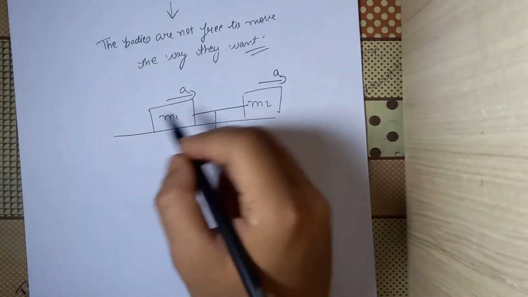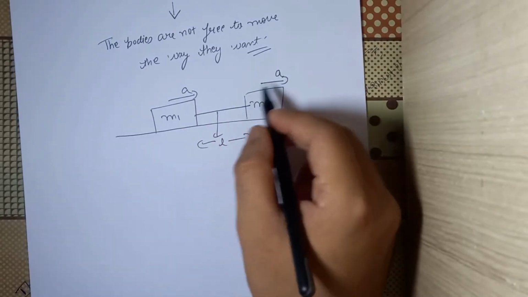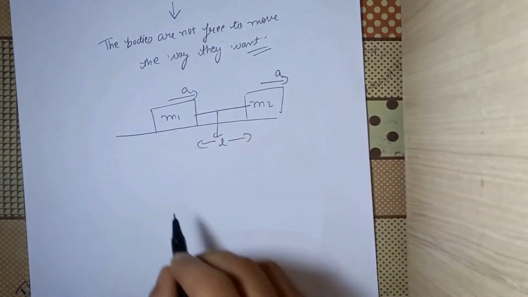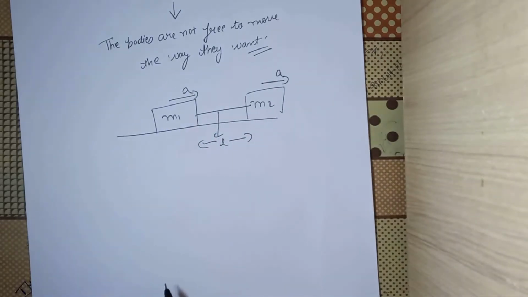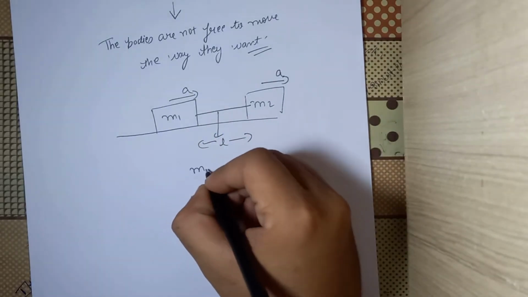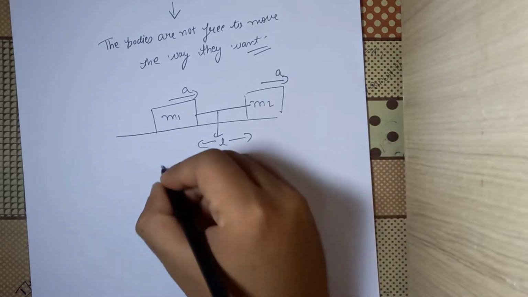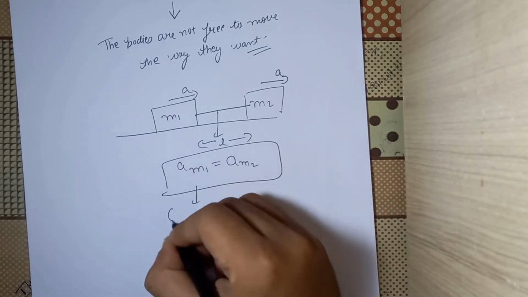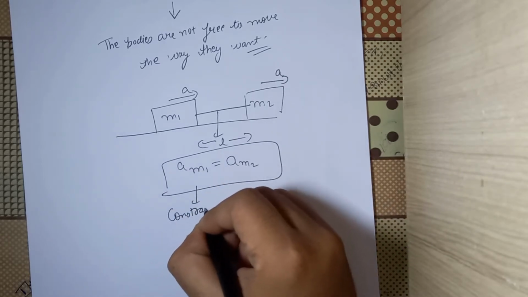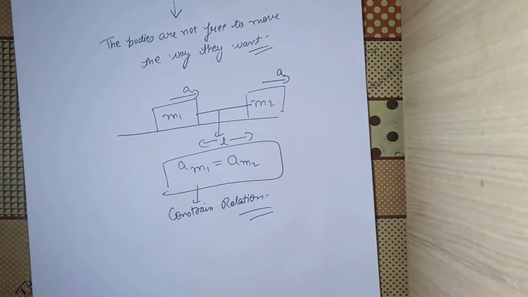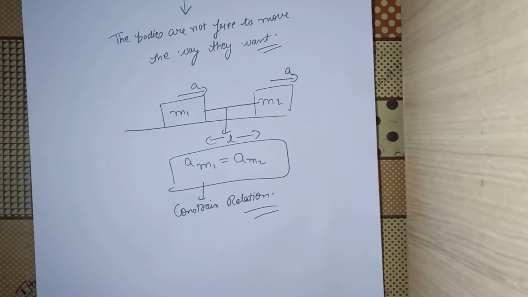This m1 cannot have a random acceleration provided that there is acceleration a of m2. So m1 is bound to have an acceleration equal to that of m2, or we can write this relation as: acceleration of m1 is always equal to acceleration of m2. So this is what we call a constraint relation. We'll be developing these kinds of relations for various systems.